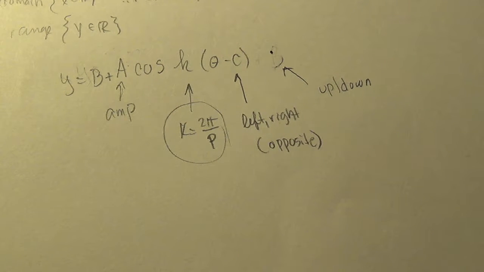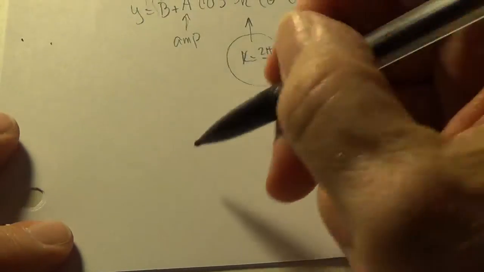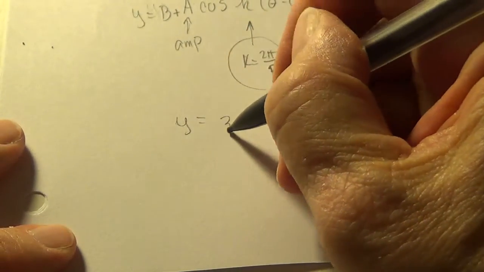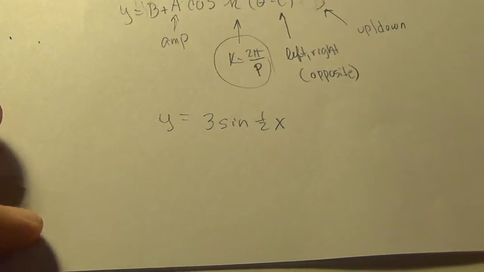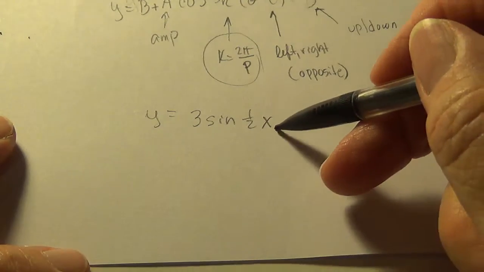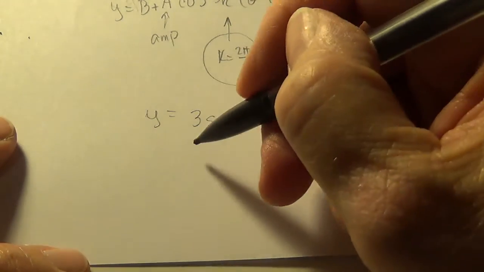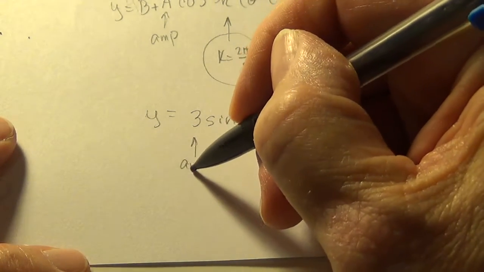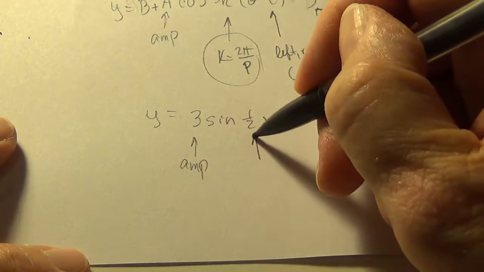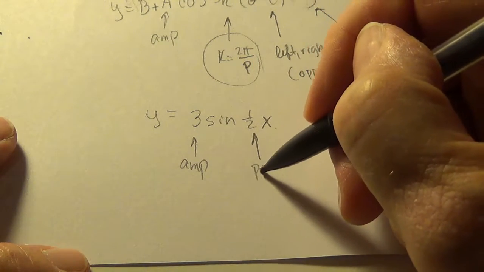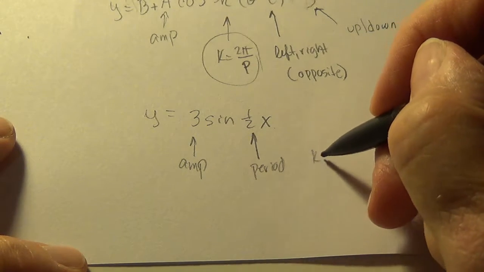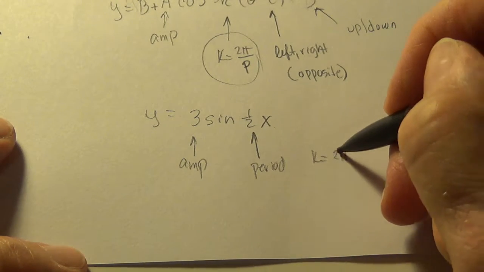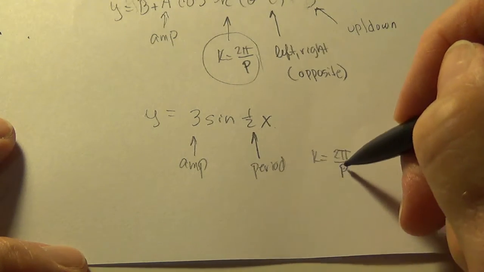With that, let's do one. Let's do y equals, say, 3 sine of 1/2 x. X or theta are commonly used for the variable. So I see I have an amplitude change and a k, or period change. What will the new period be? Well, we know the key is k equals 2 pi divided by the period. We need to know this.